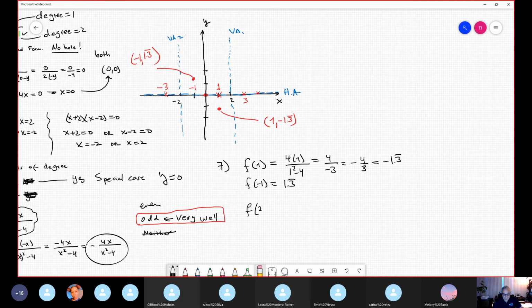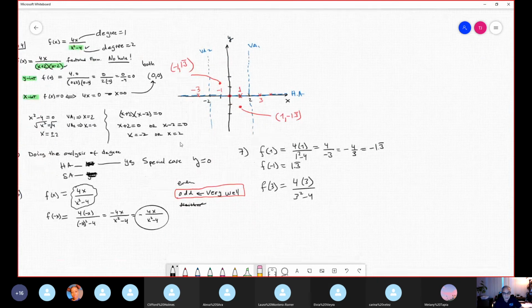Let's do it in 3. Why not? F in 3 is 4 times 3 over 3 squared minus 4. I take the original equation again, plug in 3, evaluating 3. This is 12 over 9 minus 4, which gets 5. I put it in a calculator. 12 divided by 5 is 2 point something. 12 divided by 5 is 2.4. It's 2.4. I plot that point.